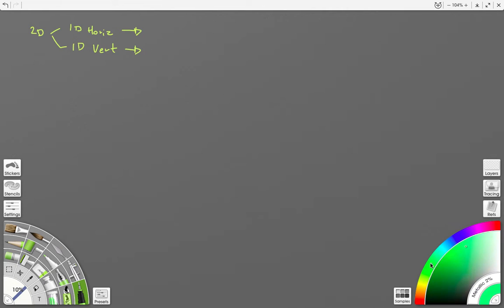Okay, and we already know the equations for 1D motion, correct? We already know the equations for this. So we know the equations for these ones, and we know the equations for these ones, right? They are the same equations, actually. The only thing that we need to take into consideration here is that horizontal motion has no acceleration.